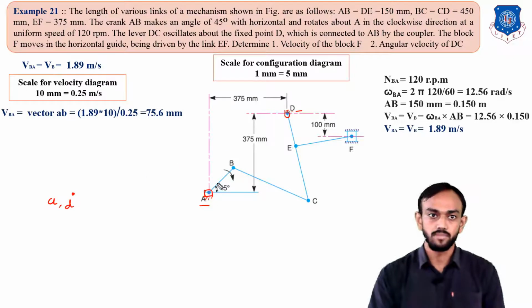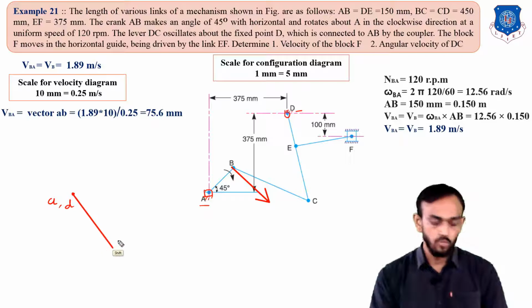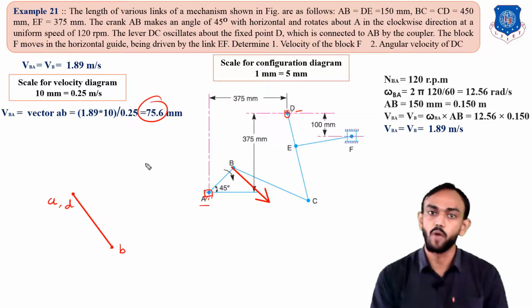Now the velocity of B with respect to A. As you know, the direction will be perpendicular to the link, in this direction, because of the angular velocity arrow given here. So in this direction I will draw the line perpendicular using the set square, and the length of this link gives you this point, which is the B point. The length, you know, is 75.6 mm. And we have found the vector for the velocity of B with respect to A. This is our first vector.